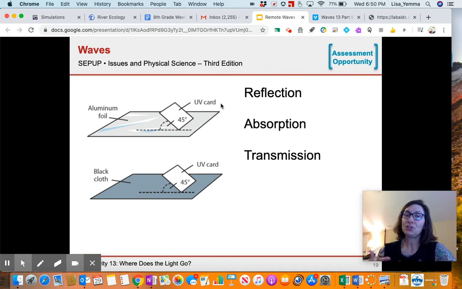For these situations, the light hit the aluminum foil, and what happened to the light, the UV energy? Was it reflected? Was it absorbed? Was it transmitted? Was it a combination? Which of those terms would you use to say, here's really what happened the most? And then how about the black cloth?